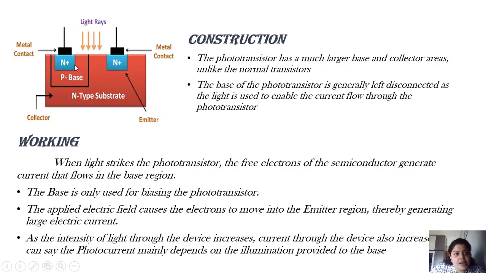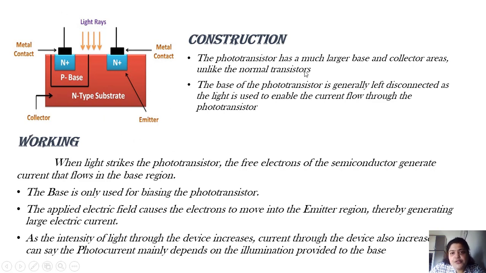A construction diagram in detail. So this is your N-type substrate and P-type substrate. So it is an N, P and N transistor. This N has a metal contact. P is only the base. The purpose of having this P-N junction is to absorb light, and the third layer connected to it acts as the collector, and it is again connected to a metal contact. And light rays are incident over here.